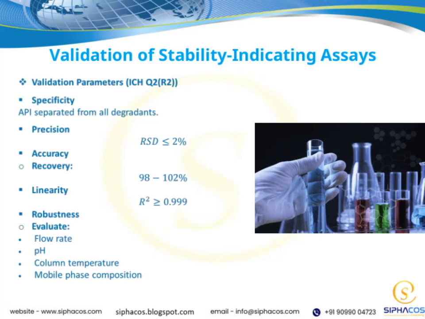Now, let's focus on validating stability indicating assays. These assays are crucial because they help us detect changes in a product's quality over time. Validation ensures the assay is reliable, accurate, and specific to the product's degradation. Without this step, we can't confidently track stability or guarantee safety. So this process is about proving the assay truly reflects what's happening as the product ages, no shortcuts, just solid science.